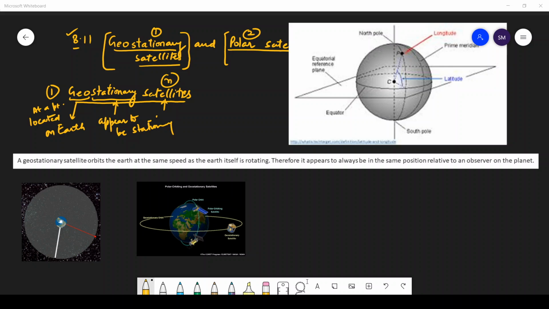Now here you can see another figure which is showing the geostationary satellite, right? And the orbit is geostationary orbit. Okay? Yes, students? This is geostationary satellite and this is geostationary orbit. Done?